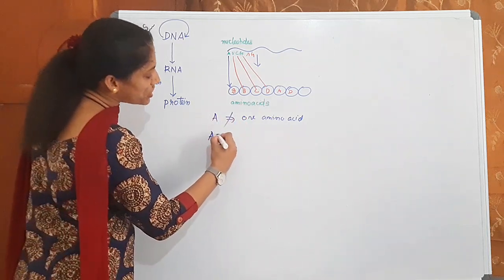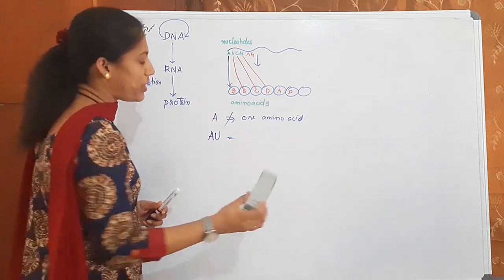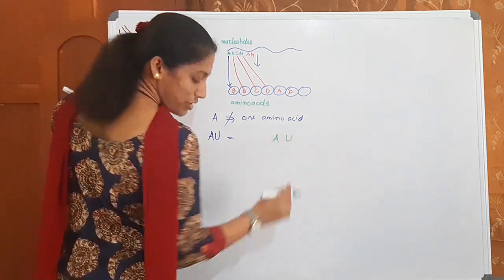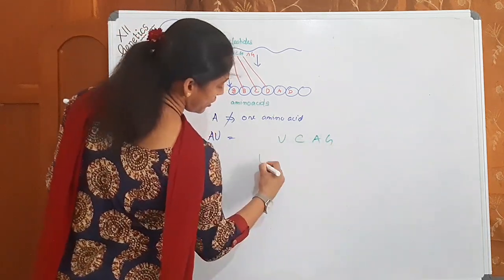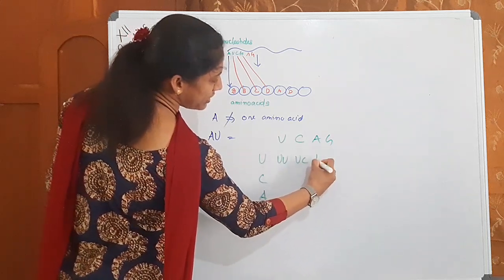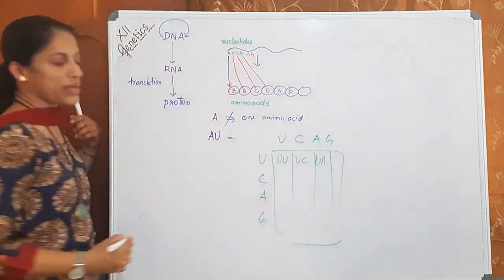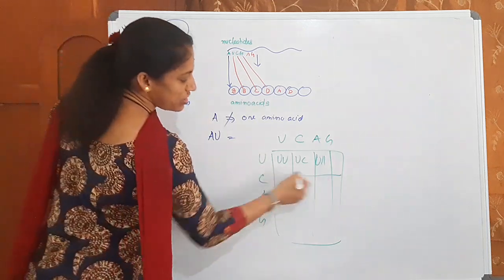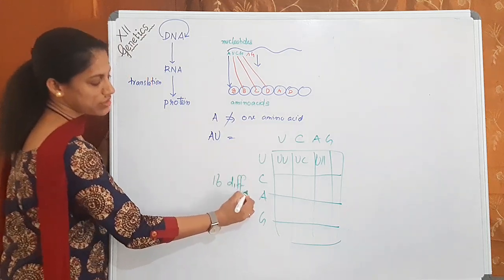Then, imagine a combination of 2 bases. How many amino acids can be produced? Total: adenine, uracil, cytosine, guanine, U, C, A, G. How many different combinations will be possible? In this box you can try. If it is a combination of 2 bases, it will produce 16 different types of amino acids.